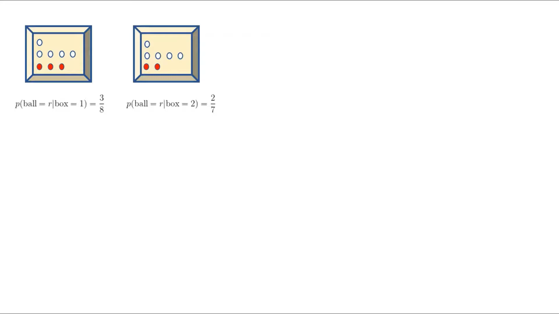The question has also told us that the probability of picking from box 1 is equal to the probability of picking from box 2, which means that the probability for each one is a half, as there are only 2 boxes, and probabilities sum to 1.